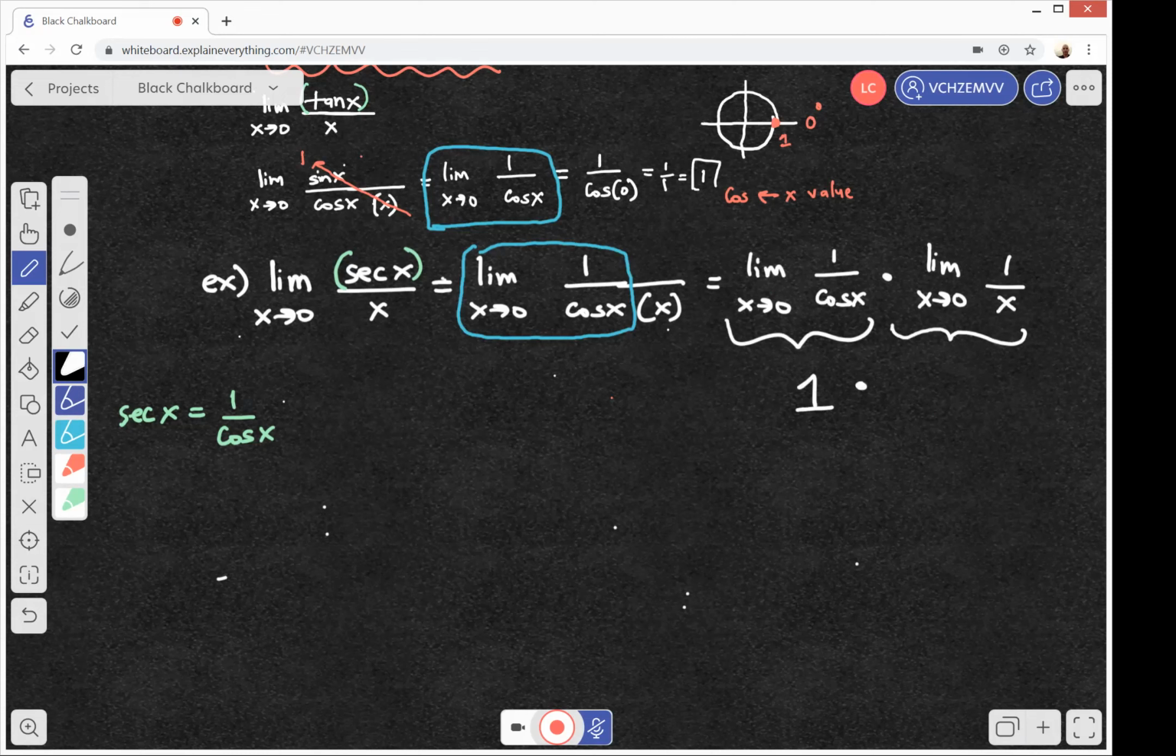Well, isn't it true the denominator here is going to become 0? And that's bad. That's undefined. So 1 times something that's bad, in this case undefined, we're going to say the limit does not exist, DNE. So the limit does not exist.